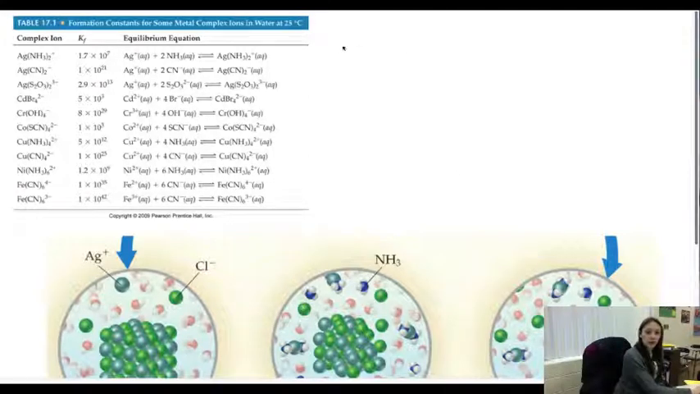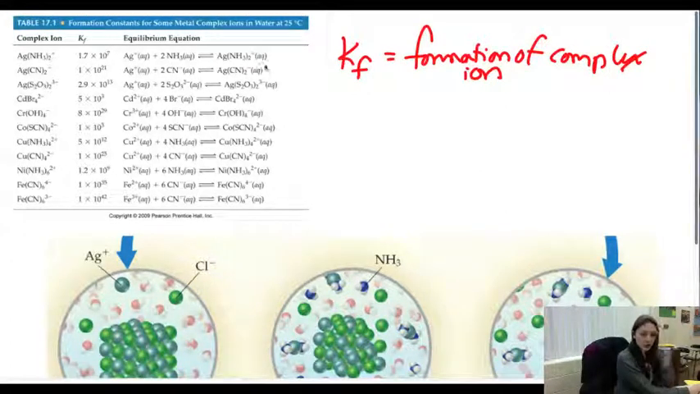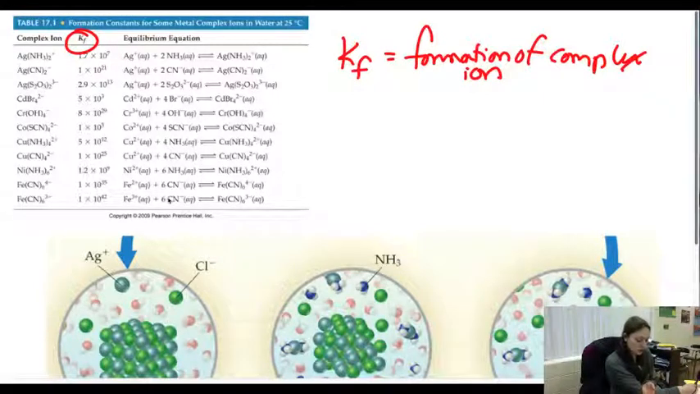Okay, so we have what they call our Kfs. Kf is the formation of a complex ion, so you're always looking at it from the viewpoint of forming the actual ion. If you see a Kf, it's going to be for some kind of ion that has a charge, with a metal and something else attached to it. And they're always written with the complex ion as the product.